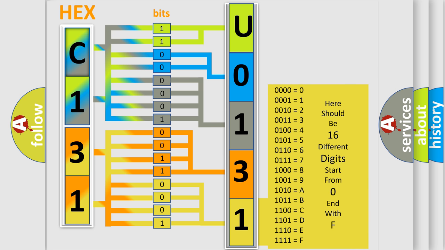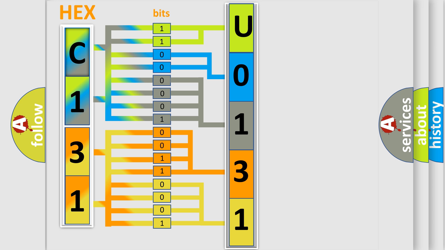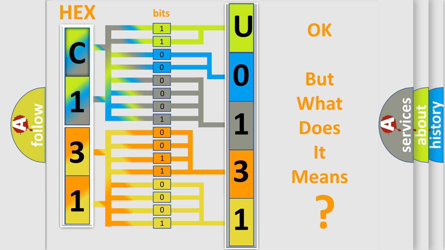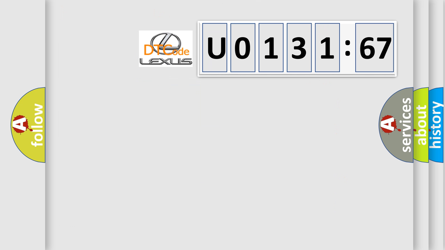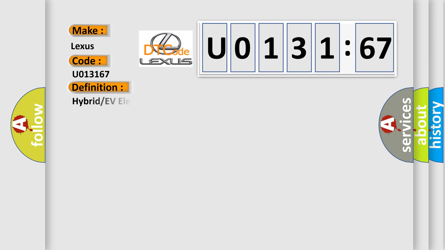We now know in what way the diagnostic tool translates the received information into a more comprehensible format. The number itself does not make sense to us if we cannot assign information about what it actually expresses. So, what does the diagnostic trouble code U0131-67 interpret specifically for Lexus? The basic definition is: hybrid or EV electronics coolant temperature sensor performance. And now this is a short description of this DTC code.